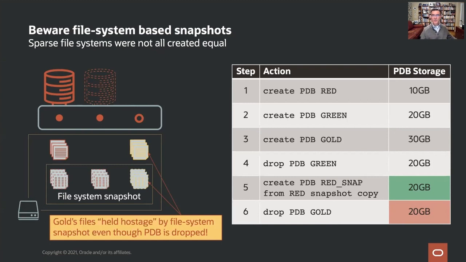So you can imagine how it might be possible actually to consume more storage, not less, when using snapshot cloning than with regular cloning, if there's a lot of creation and dropping of PDBs going on in an environment where snapshot cloning is also taking place. So clearly this is an undesirable outcome. And the workaround is to have different file systems within the CDB.